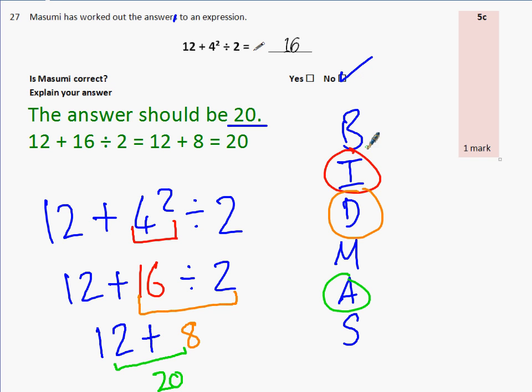Okay? So if you follow the order of BIDMAS, which is what you should do if you've ever got a calculation that has more than one operation in the middle, then you follow the BIDMAS order, and what you should have got is 20. So in a perfect answer, you would say whether it's yes or no, and then you would explain what the answer should have been and demonstrate why it should have been that.